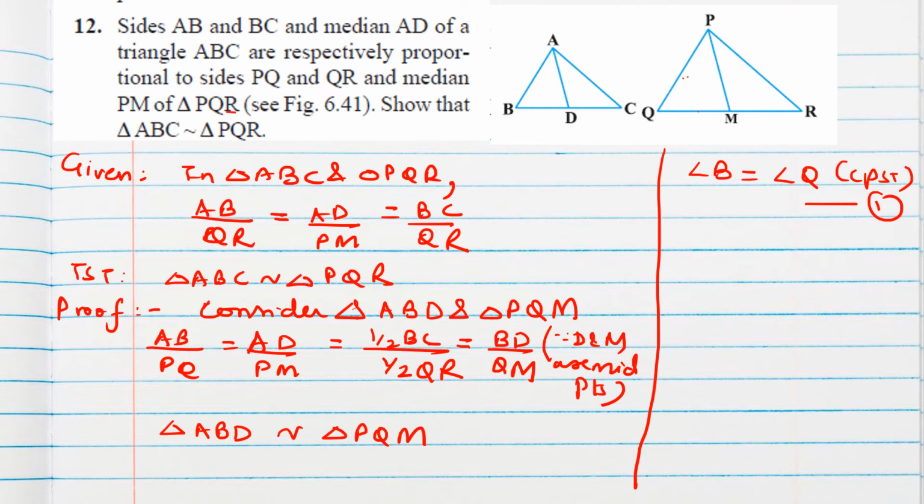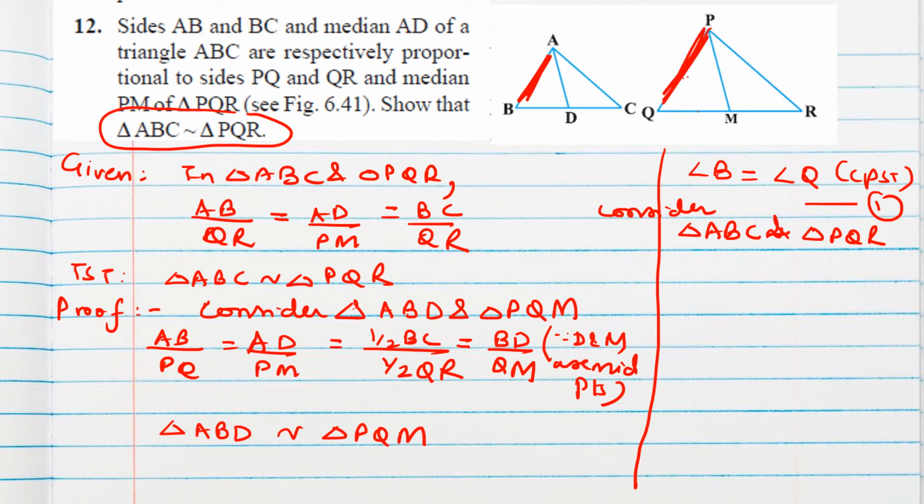Now we have to show these two triangles are similar. So we'll consider ABC and PQR. Now in these, the AB and PQ ratio is given to us.